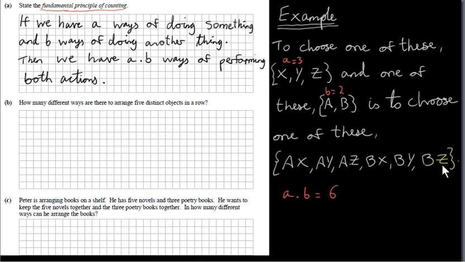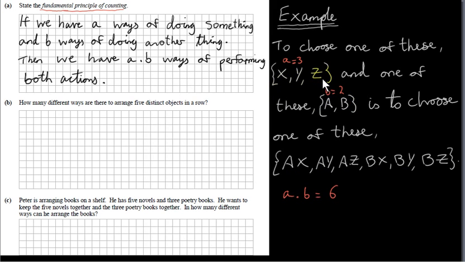So the 6 ways of performing both actions comes from pairing off elements in both sets. For example, if we take the element A in this set here and pair it off with each of these elements in this set here, we get 3 ways to do that. And similarly for B, if we take this element B and pair it off with each of these, we get another 3 ways. So for each element in this set, there are 3 ways of pairing it with elements in this set here. So 3 ways for A, 3 ways for B, in total that's 6.